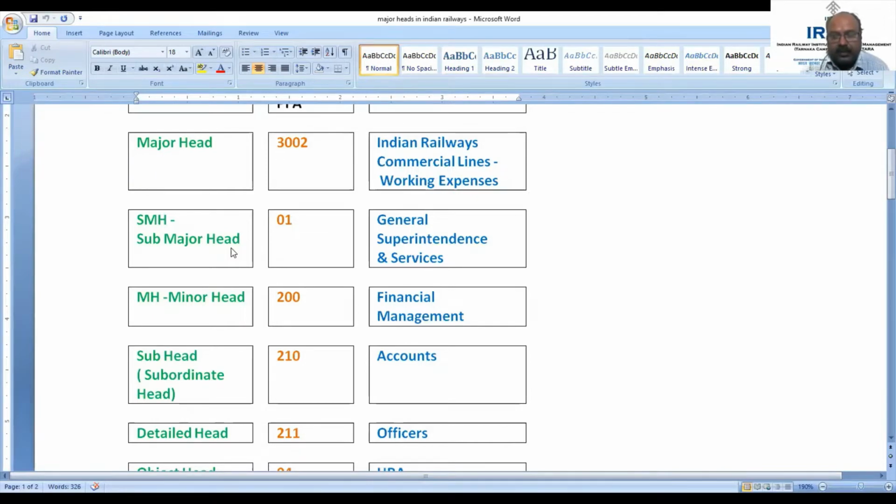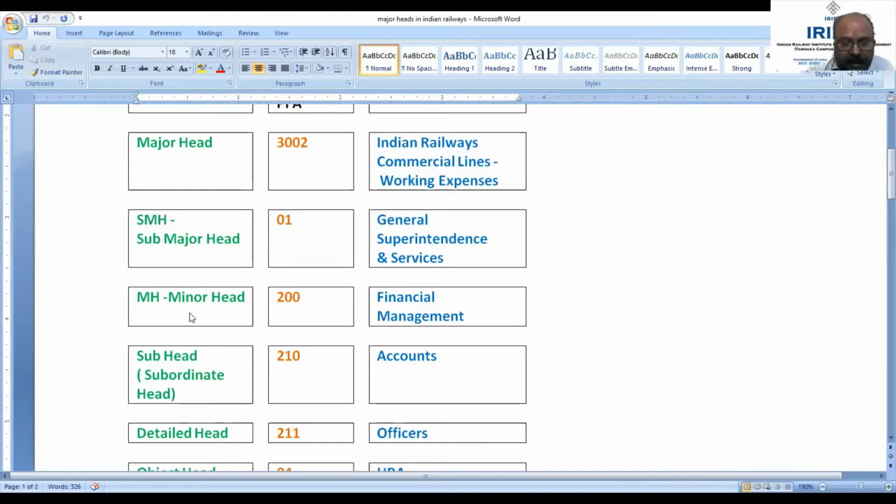So maximum minor heads is only 9. And one more important feature: except demand number 3, all other demands have 900 minor head as credits and recoveries. Except demand number 3, that is demand number 4, 5, 6, all demands, the minor head 900 is specifically for credits and recoveries.